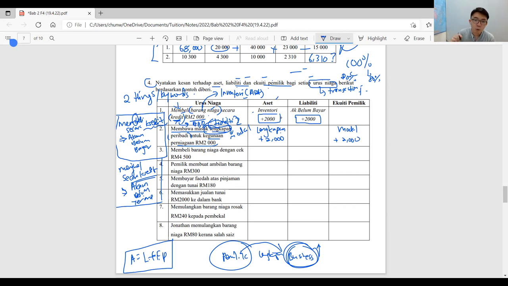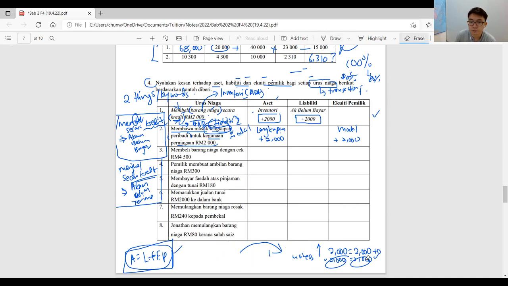Alright? And there's one way to check your answer here, which is this formula: asset equals liability plus equity pemilik. How do we use this? Let's go from question one. How much is your asset? Your asset is 2,000 ringgit. Betul tak? Then your liability is 2,000 ringgit, and your equity pemilik is kosong for question one, so tambah kosong. So 2,000 equals 2,000. Imbang tak? Meaning, question one sudah betul, because of this formula.